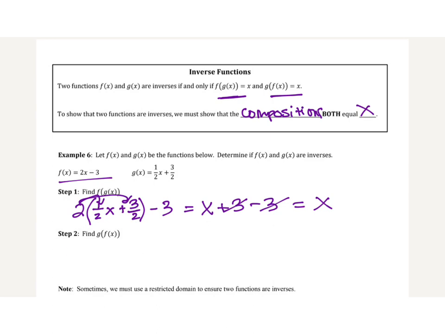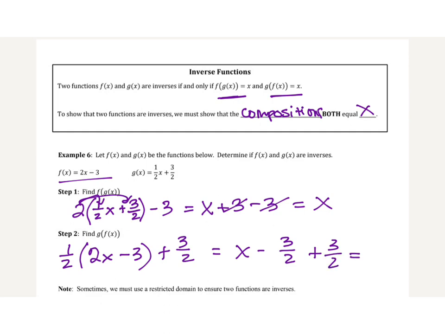Okay, alternatively, I have half times, open parentheses, instead of x, 2x minus 3. So I'm starting my g sentence and I'm plugging in f in place of x in the g sentence. Now I push the half through and I have x minus 3 halves plus 3 halves, which is just x. So we can tell they are inverses. They are inverses. Okay?